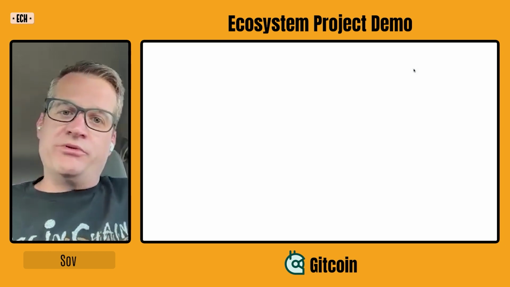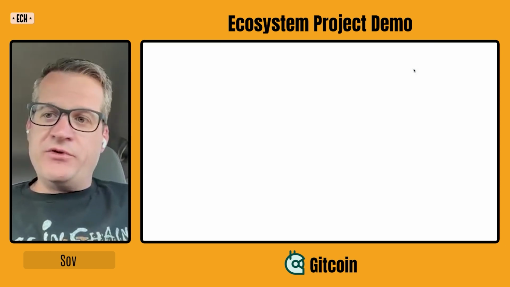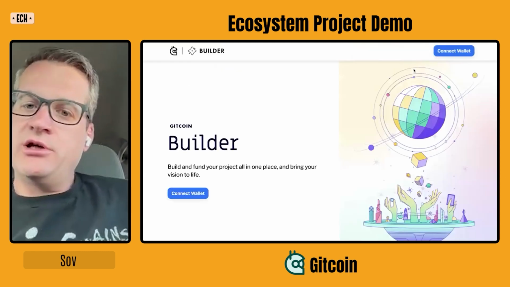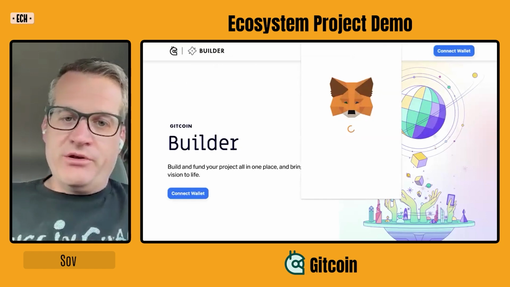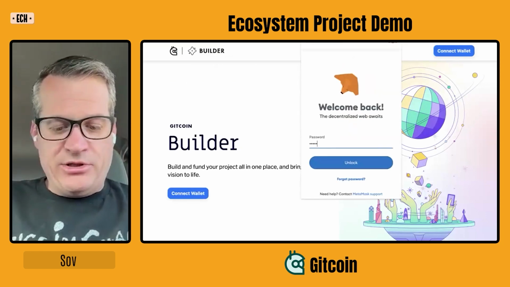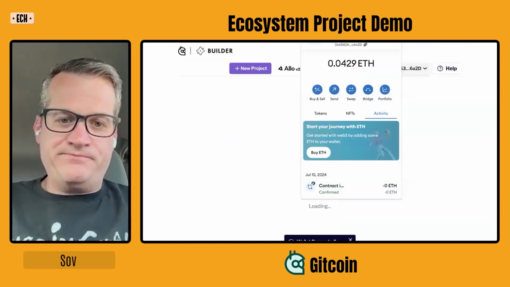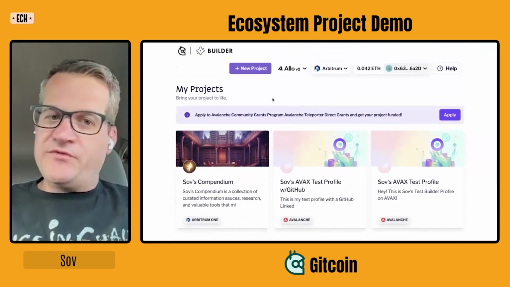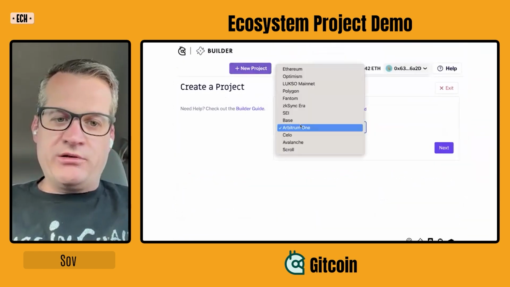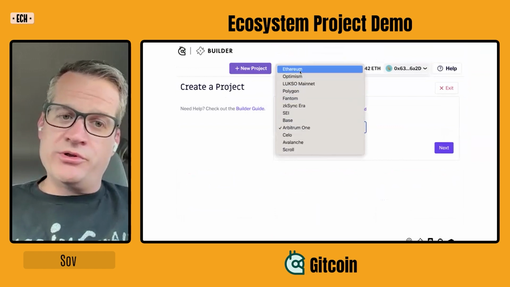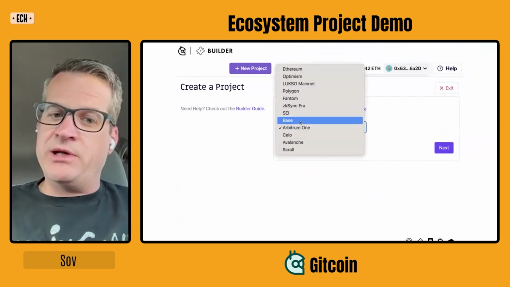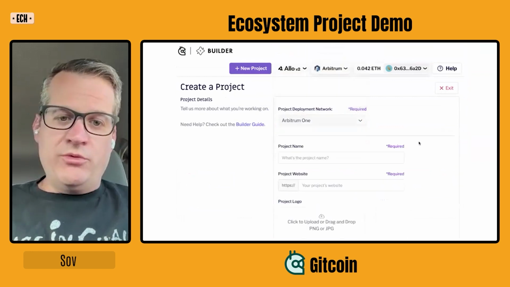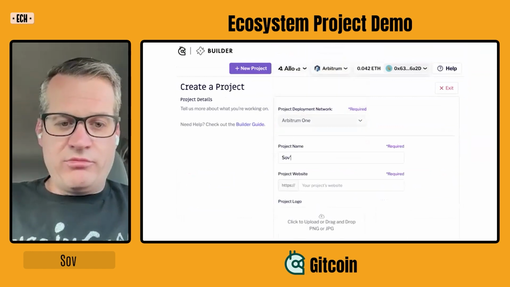For one, there's Builder. Builder is essentially the place where, if you're an applicant or a grantee looking to apply to a grants round, you come and create a Builder profile. The way that you do that is you log in using a wallet. You can see here some of the test profiles that I built. Fairly easy to do. You would click New Project. You would select the network that you want to launch it on. So you can see here a list of the different EVM networks that we have today, with more in the pipeline to be added. You would click Next, and pretty simple.